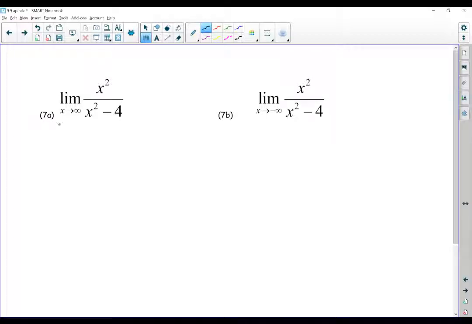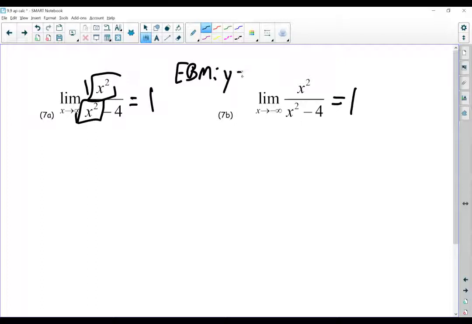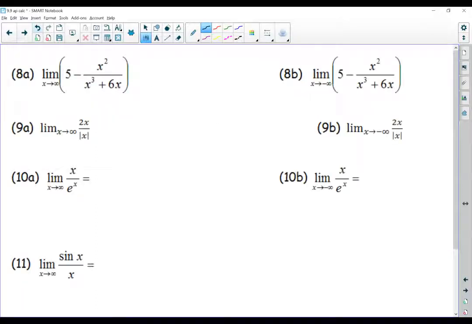Okay, welcome back. So if we take the limit here, I can see that I have x squared on top and x squared on bottom. That's a Beyonce. So it'd just be 1 over 1, which is just 1. I can think here my end behavior model would be y equals x squared over x squared, which is just y equals 1. It's a constant. That constant would be the limit.